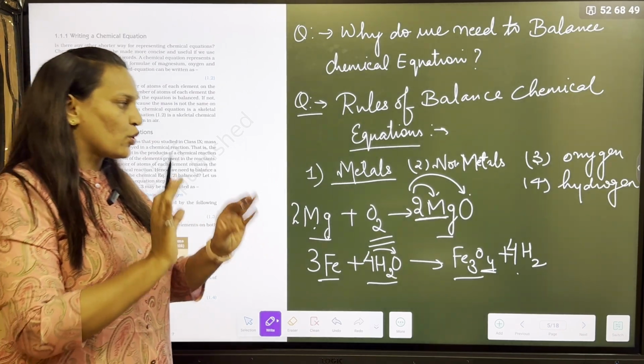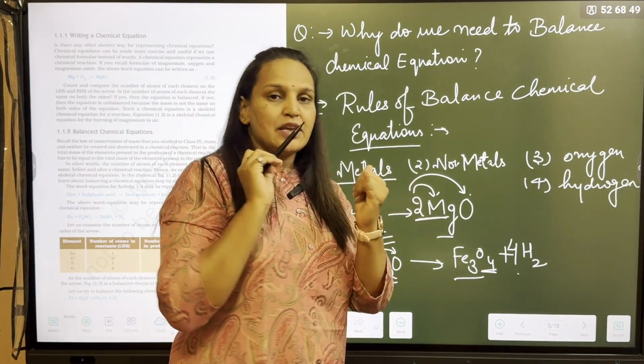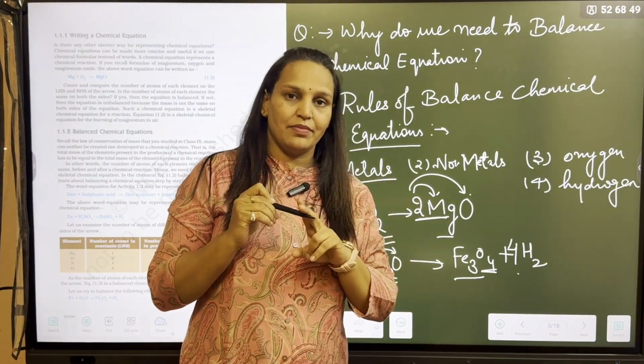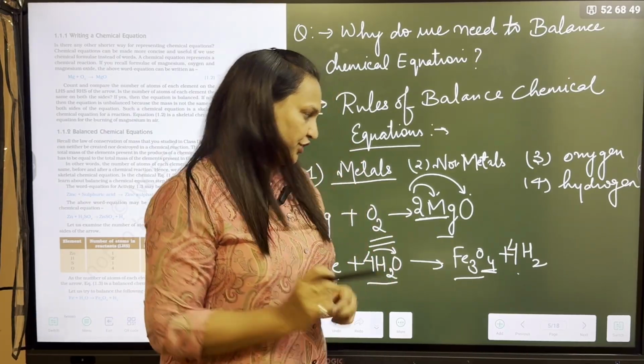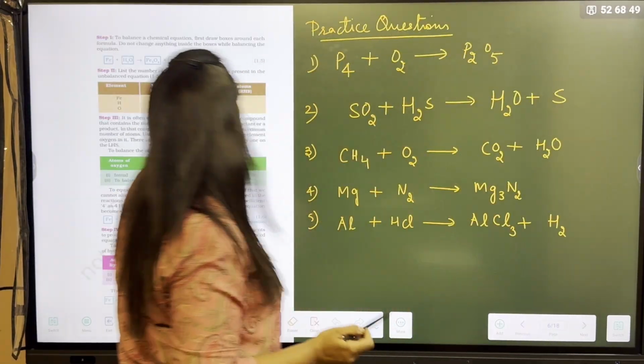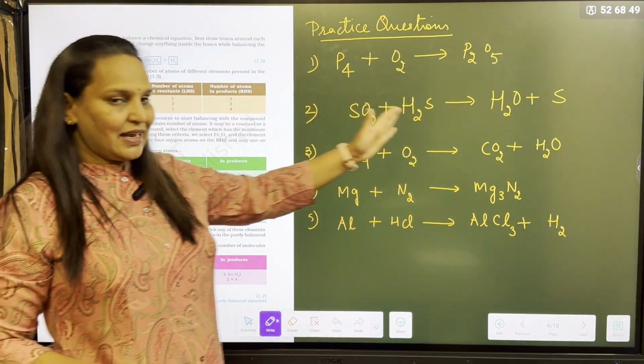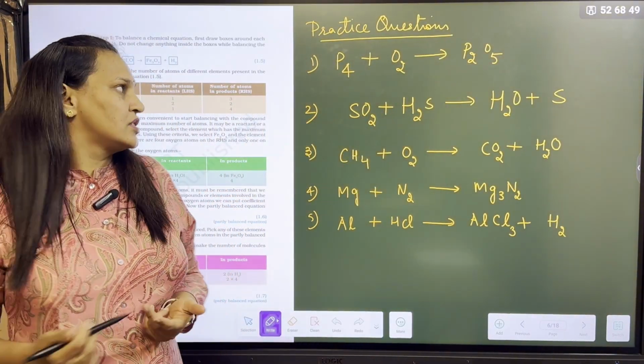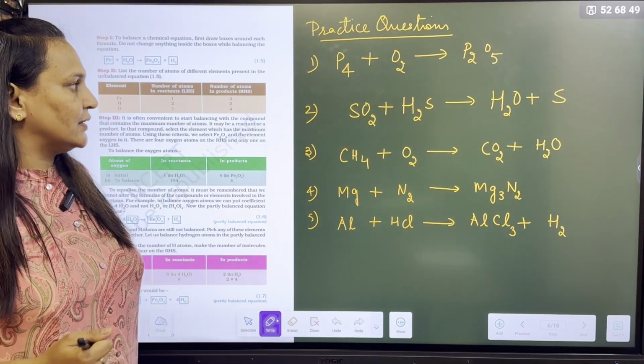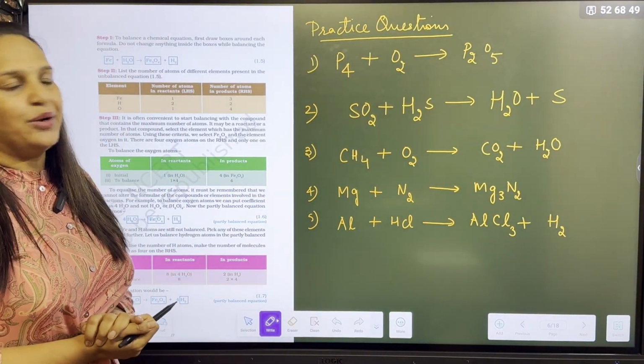So, these are the rules, and you have to always remember: first metals, then non-metals, then oxygen and hydrogen. You don't need to show all the working in the exam. You can do it in a single step. Otherwise, you can use 2 steps. There are some questions for practice. Tell me, which one shall I do?